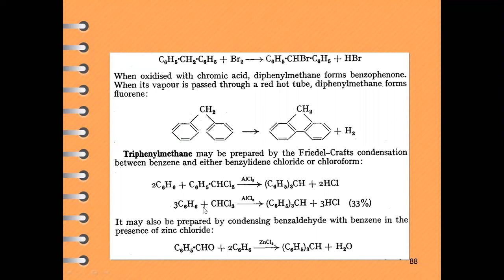Now, second synthetic method: we can also condense three benzene rings in the presence of chloroform and aluminum chloride. So there will be condensation between the three benzene rings, and there is formation of triphenyl methane. But the yield of the compound is very low because we have utilized an organic solvent. It is also prepared by condensing benzaldehyde with benzene. We can also synthesize triphenyl methane utilizing benzaldehyde and benzene in the presence of zinc chloride. So we can condense both of these compounds to synthesize triphenyl methane.